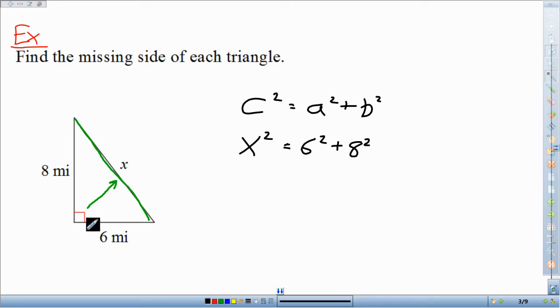When we plug in numbers, don't worry about the units. We'll add them in at the end when we get our answer. So here's our equation we need to solve. First things first, we need to square these numbers that we can. x squared, we're going to solve for x eventually, so we're going to leave it as x squared. But let's go ahead and square these numbers.